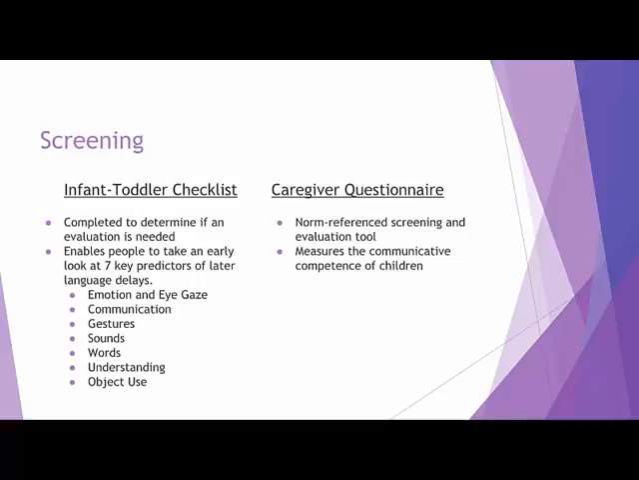The infant-toddler checklist is the first step in screening to determine if an evaluation is needed. The checklist enables people to take an early look at 7 key predictors of later language delays that are emotion and eye gaze, communication, gestures, sounds, words, understanding, and object use. The caregiver questionnaire is a norm reference screening and evaluation tool that measures the communicative competence of children.